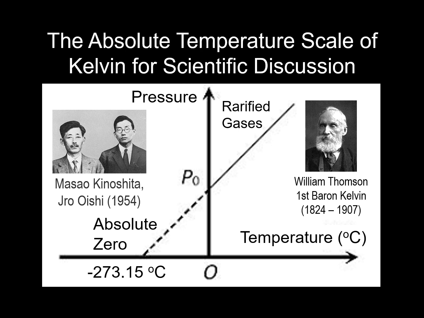It was first deduced from the pressure-temperature relation for rarefied gases or ideal gases. The unit of the absolute scale was named after William Thomson, the first Baron of Kelvin. Its relation to the traditional units such as Celsius was only determined accurately in 1954 by a pair of Japanese scientists.